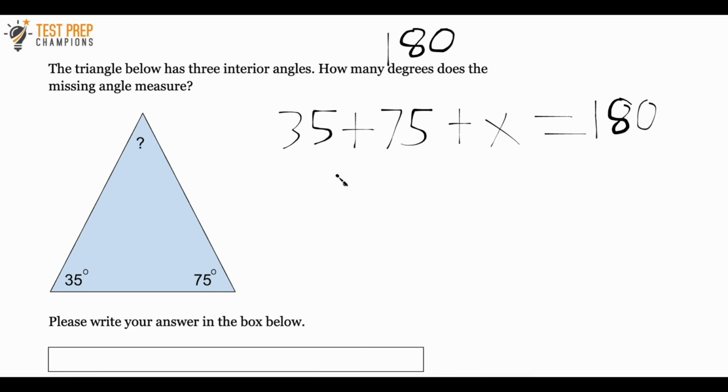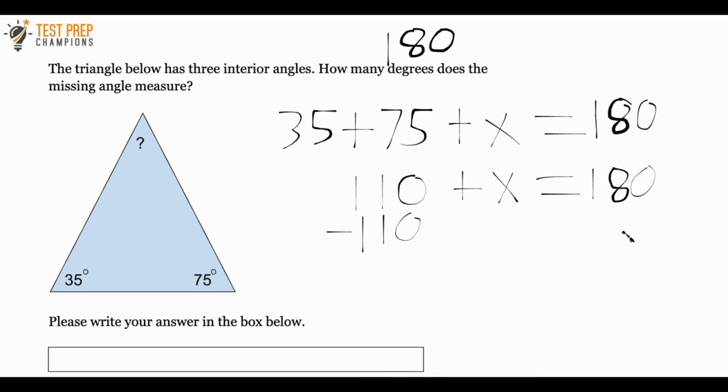Now, we're going to start by doing 35 plus 75, because we want to get the x by itself. So 35 plus 75 is 110. So when I add these two numbers up and rewrite it, I'll have 110 plus x equals 180. Again, we have this 180 because the interior angles of a triangle add to 180 degrees. So what I want to do is subtract 110 from both sides, because I want to get the x by itself, and when I do that, I'll have the answer. So what is 180 minus 110?